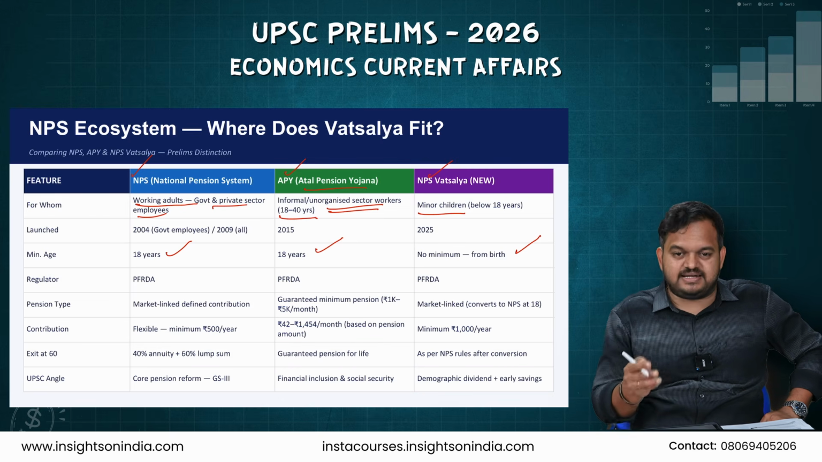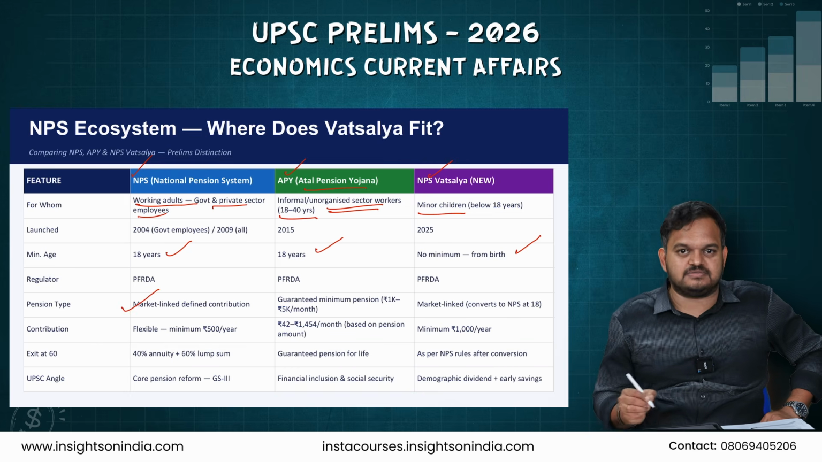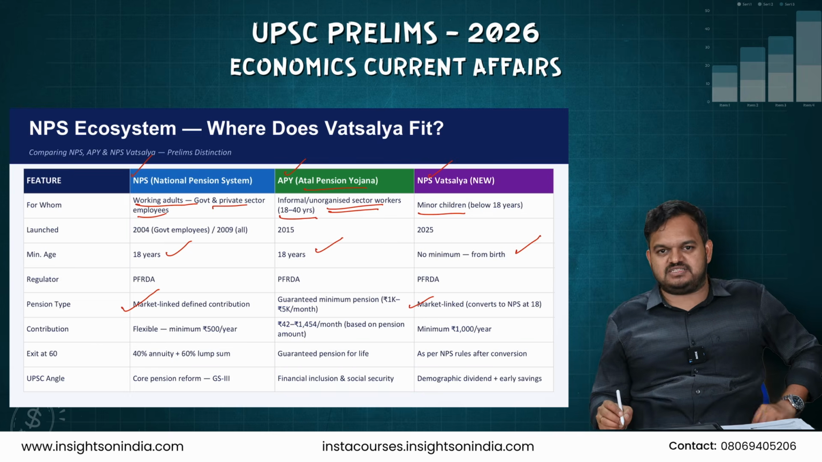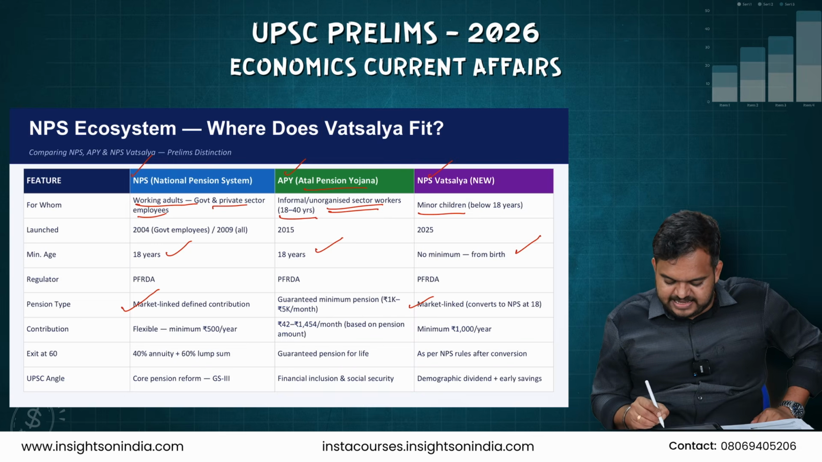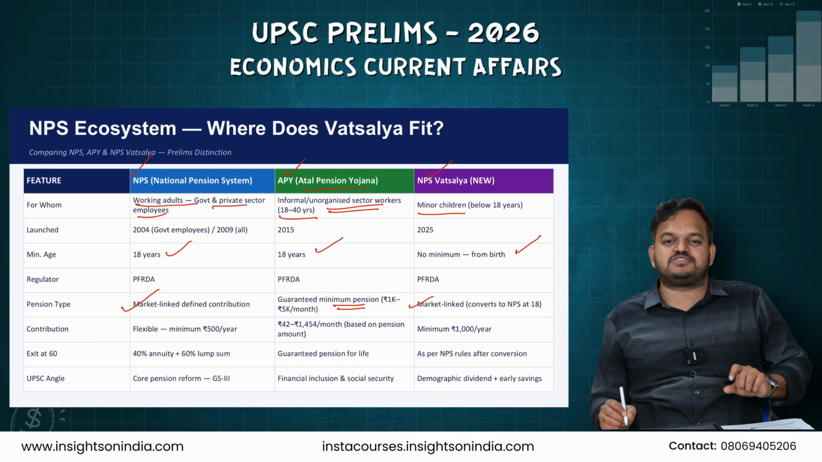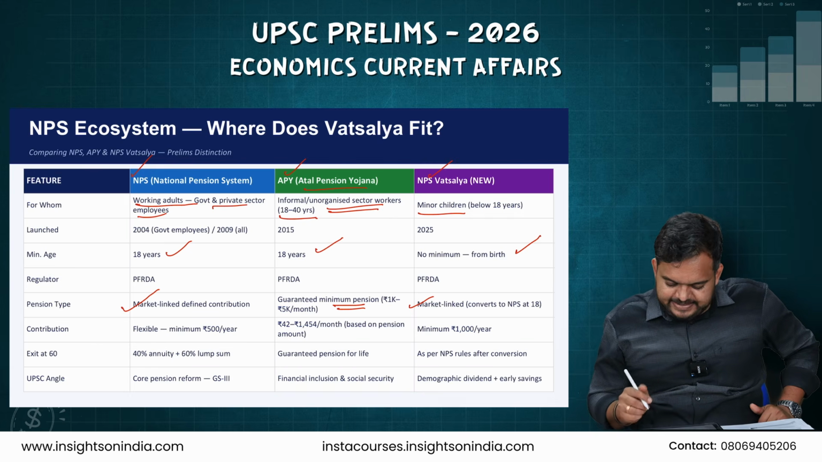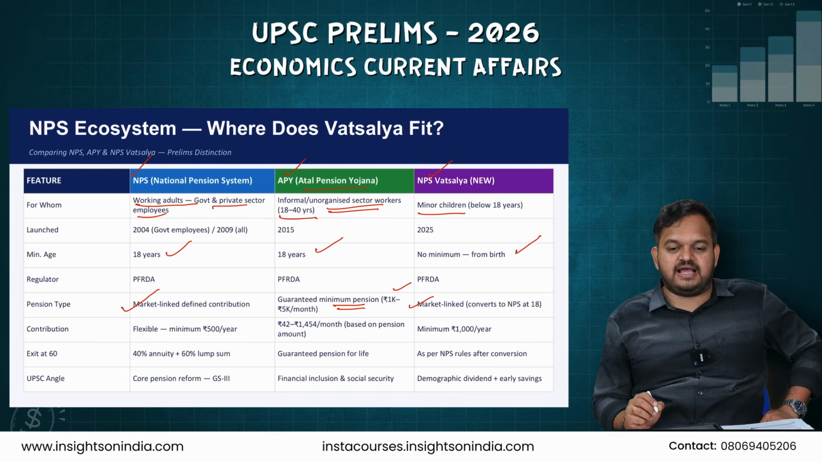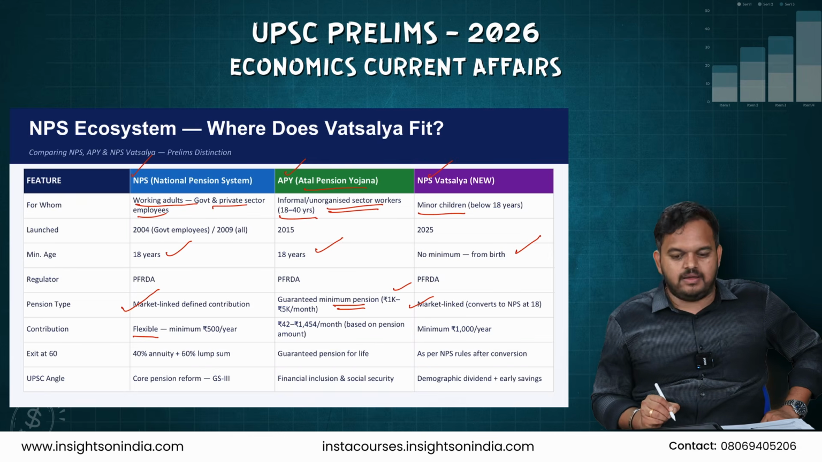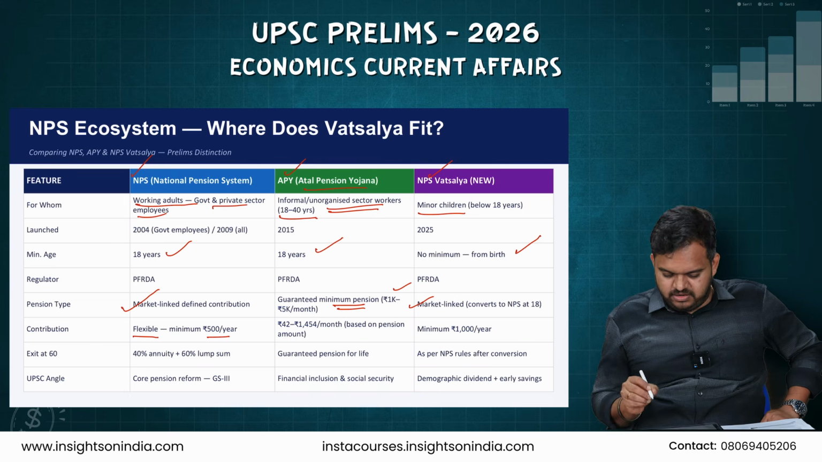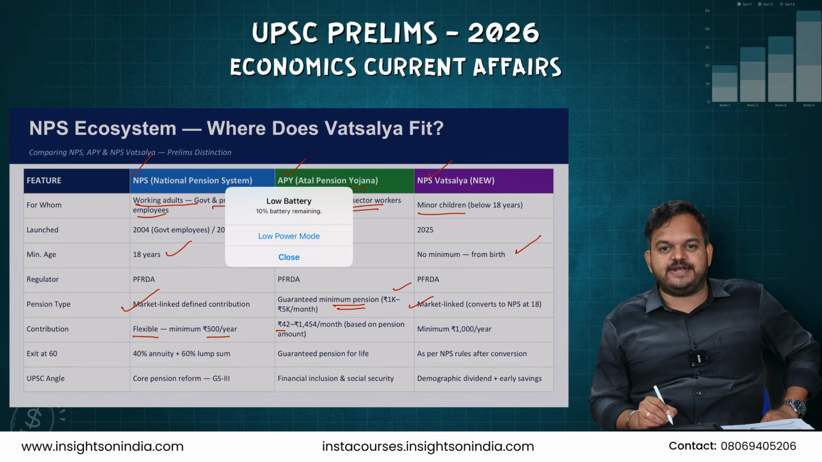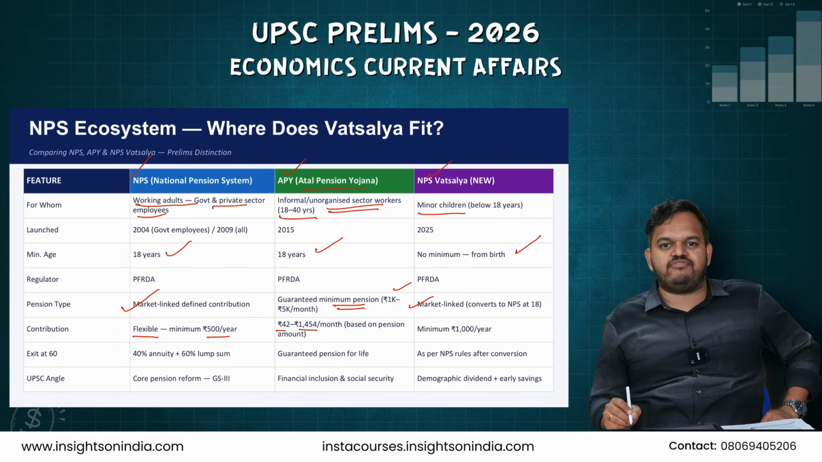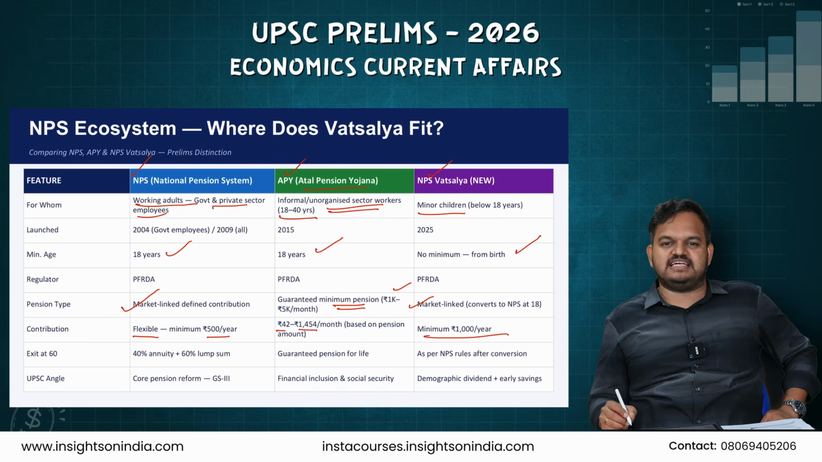Pension type: the returns will be decided on market returns, market linked. Even the Vatsalya scheme is market linked. But Atal Pension Yojana, which is dedicated to unorganized workers, has a guaranteed minimum pension based on the premium you pay, ranging from 1000 to 5000 rupees. For the NPS scheme, contribution is flexible, minimum 500 per year. For Atal Pension Yojana, it is rupees 42 to 1,454 rupees. For the Vatsalya scheme, it is a minimum of 1,000 rupees.